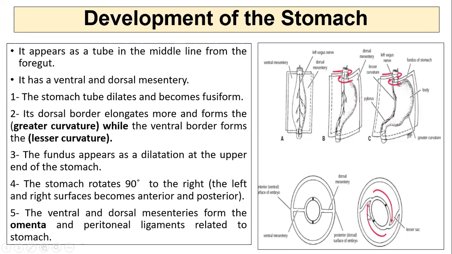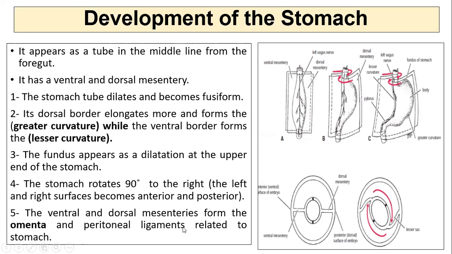Now if you see here, it starts rotating 90 degrees. So the stomach rotates 90 degrees to the right. The left and the right surfaces become anterior and posterior surfaces. So this will be the anterior, this is the posterior. This will be the right, and this will be the left surface. Now they become the anterior and posterior surfaces. So with this rotation, instead of right and left, it now becomes anterior and posterior surfaces.